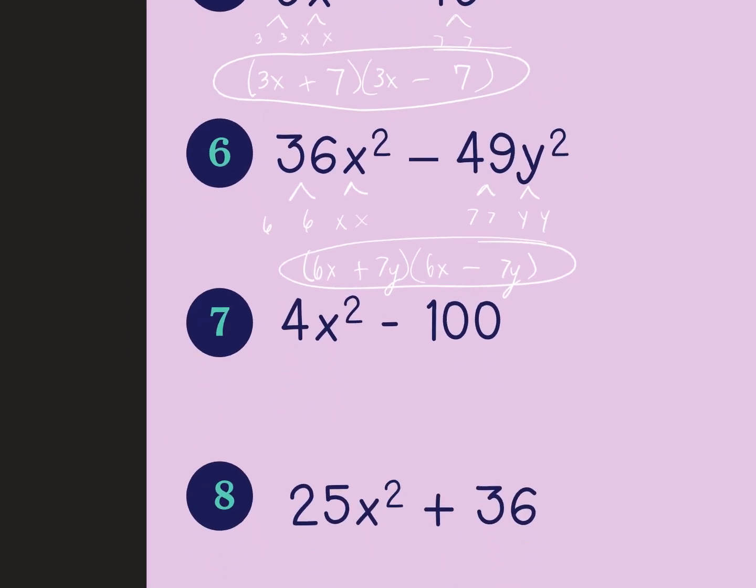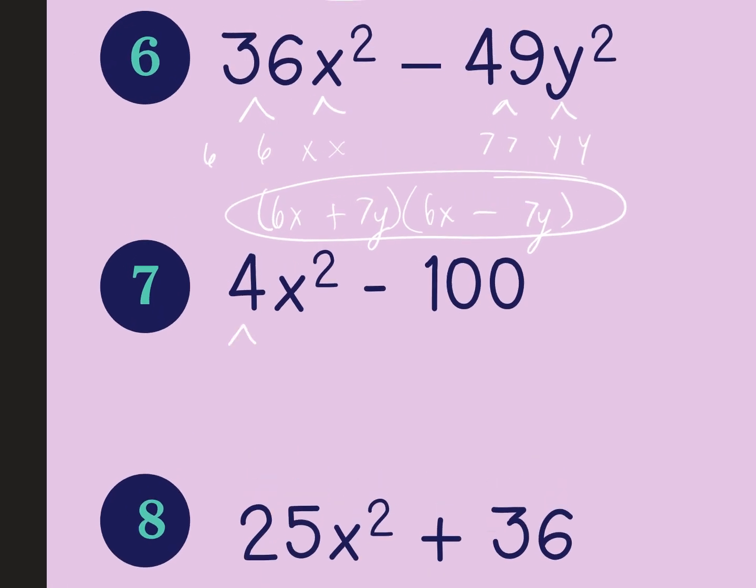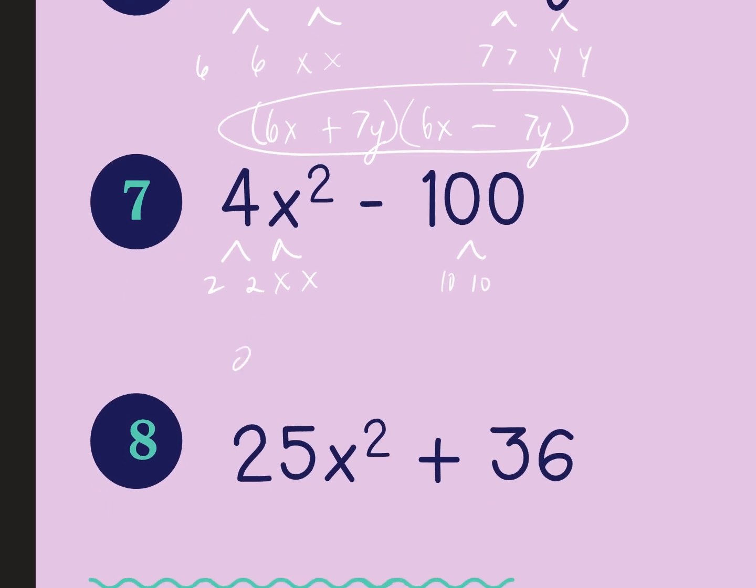Again, look at this. Is this a difference? Yes, it is a difference because it's a minus sign. Are these perfect squares? Well, let's go through. What's the square root of 4? It's going to give me 2 and 2. What times what gives me x²? x and x. What times what gives me 100? 10 and 10. So I say, okay, I have (2x + 10) and then (2x - 10).